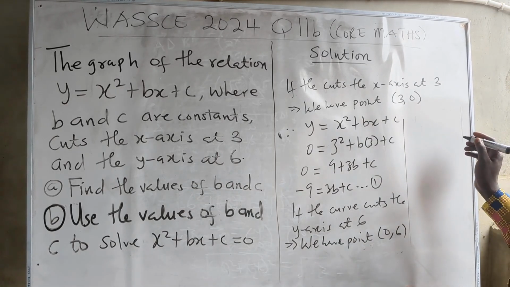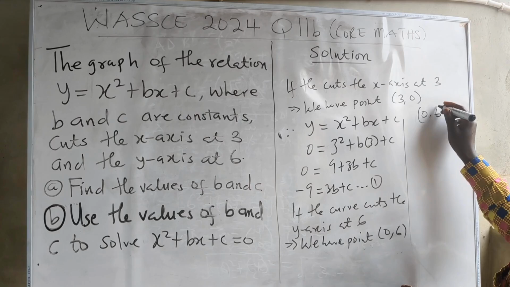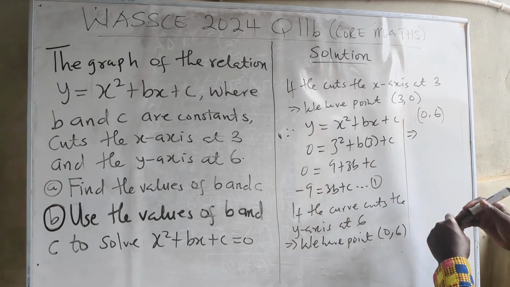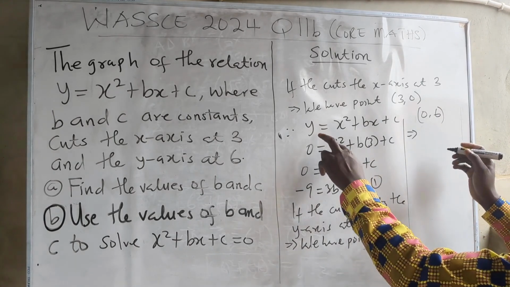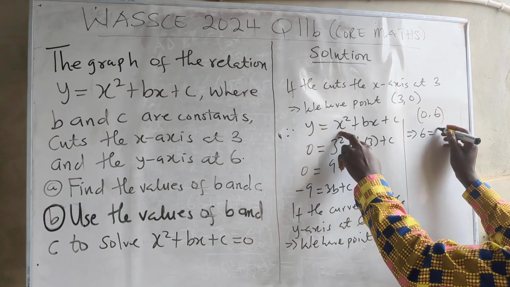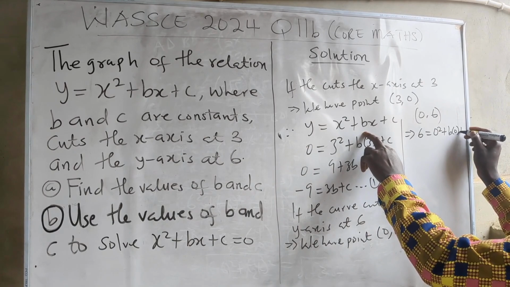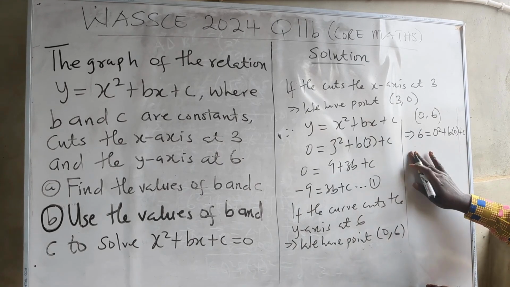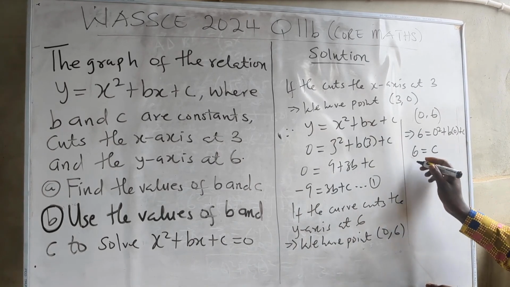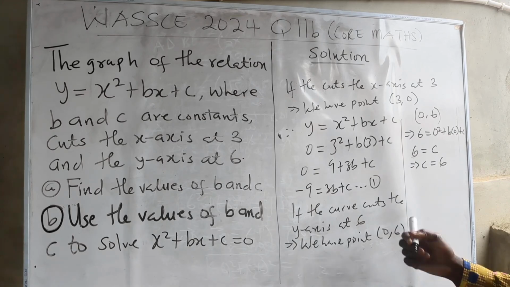So let's also try and substitute into a quadratic function. It implies that wherever we see x, we will substitute 0, and wherever we see y, we substitute 6. So we have 6 equal to 0 squared plus b multiplying 0 plus c. So this one is 0, this one is 0, and our c, 6 is going to be equal to what? It implies that c is equal to 6. So we have gotten our c to be equal to 6.